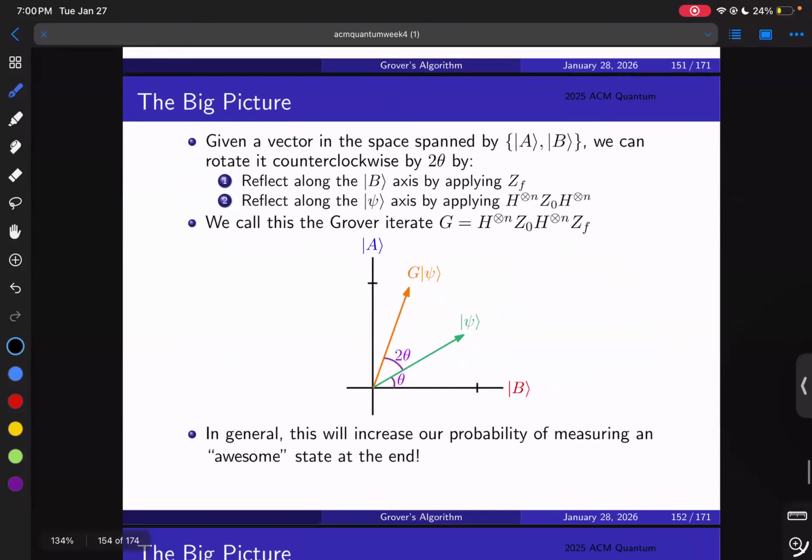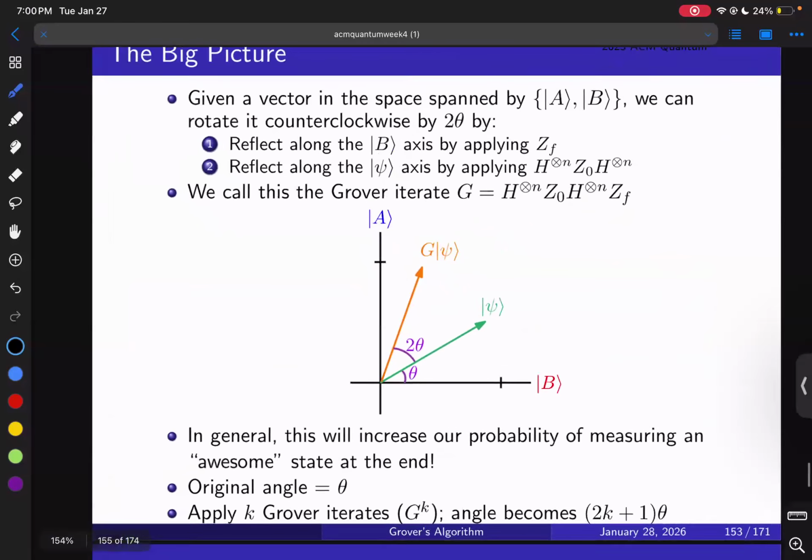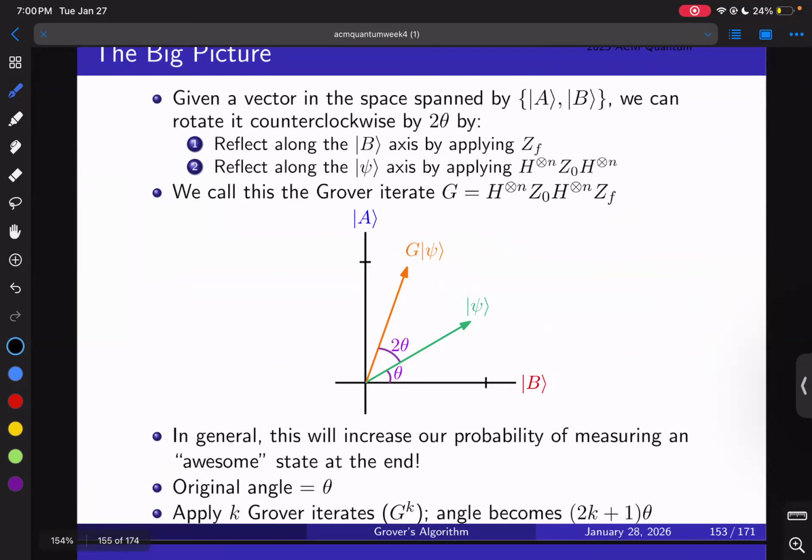And in general, it'll get us closer to measuring an awesome state at the end. So if we start at an angle theta, when we apply a uniform Hadamard layer to the all-zero state, we get to some angle theta in this A and B space. And if we apply k Grover iterates, which is G to the k, so that's just G times G times G, k times, the angle with respect to the B axis is now 2k plus 1 times theta. That's just rotating by 2 theta for each Grover iterate. Does that make sense?